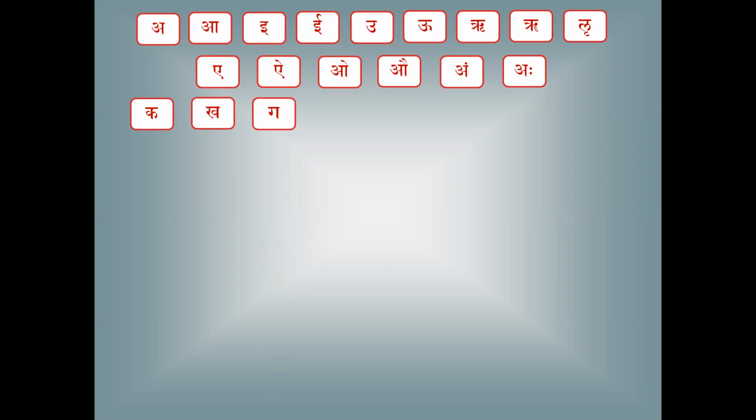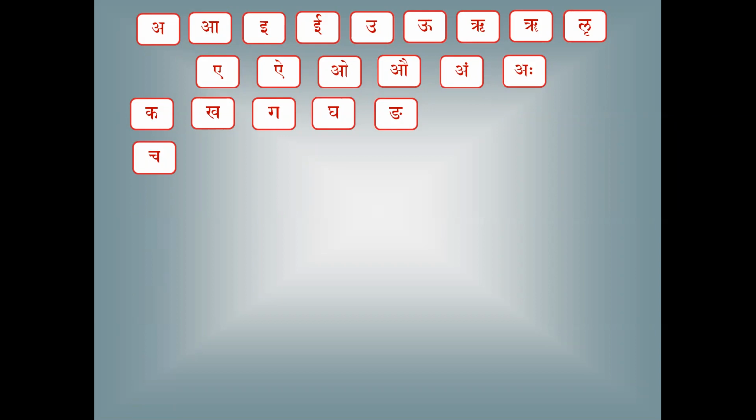Next one. Ga. Gha, Mahaprana. Nga, nasal. All these 5 letters belong to the first class, called Kavarga, good, and technically Ku. And their place of pronunciation is kanta, the throat. Good. Next one.